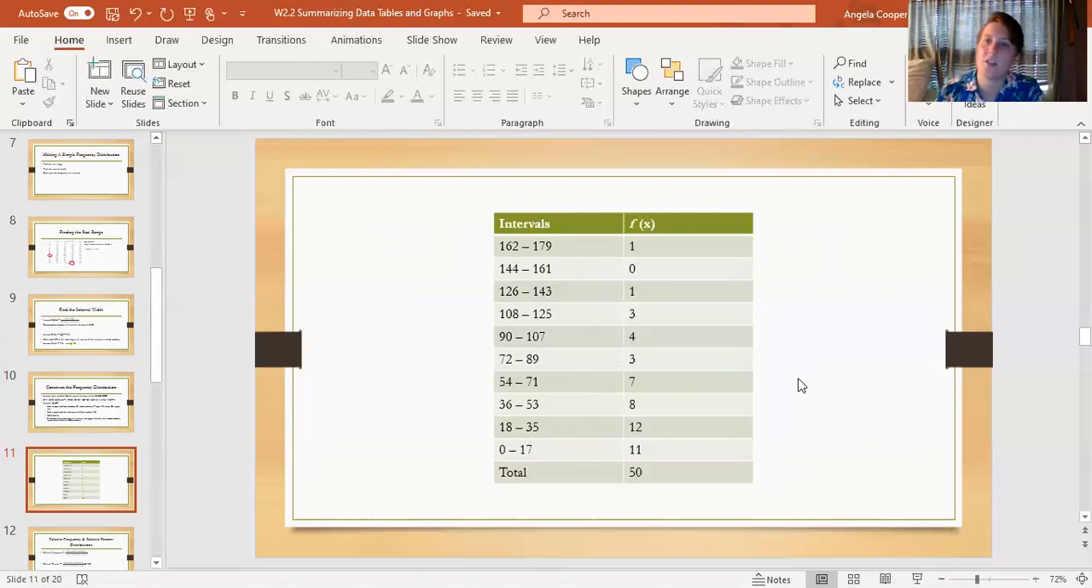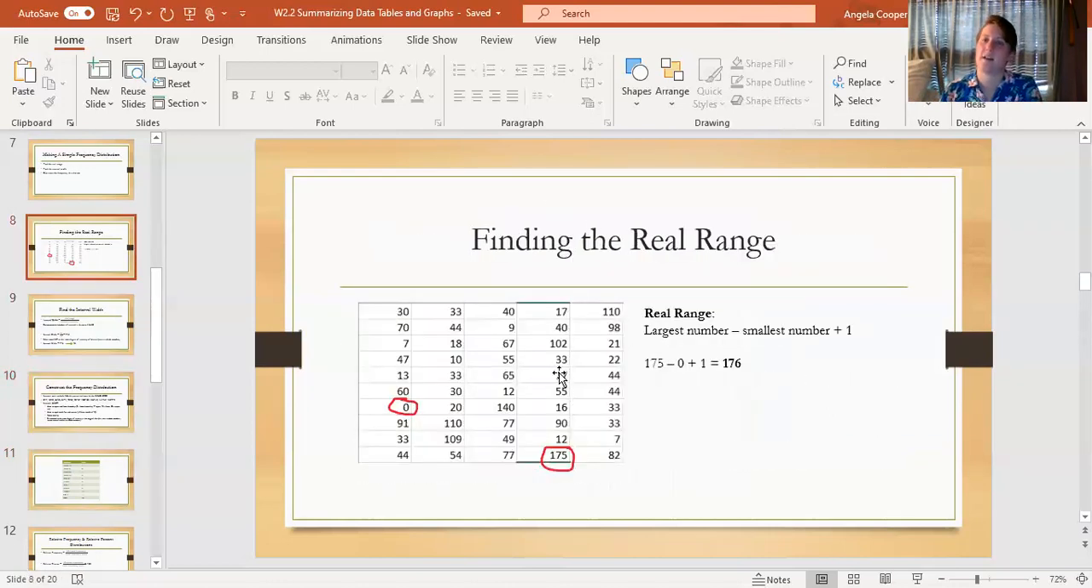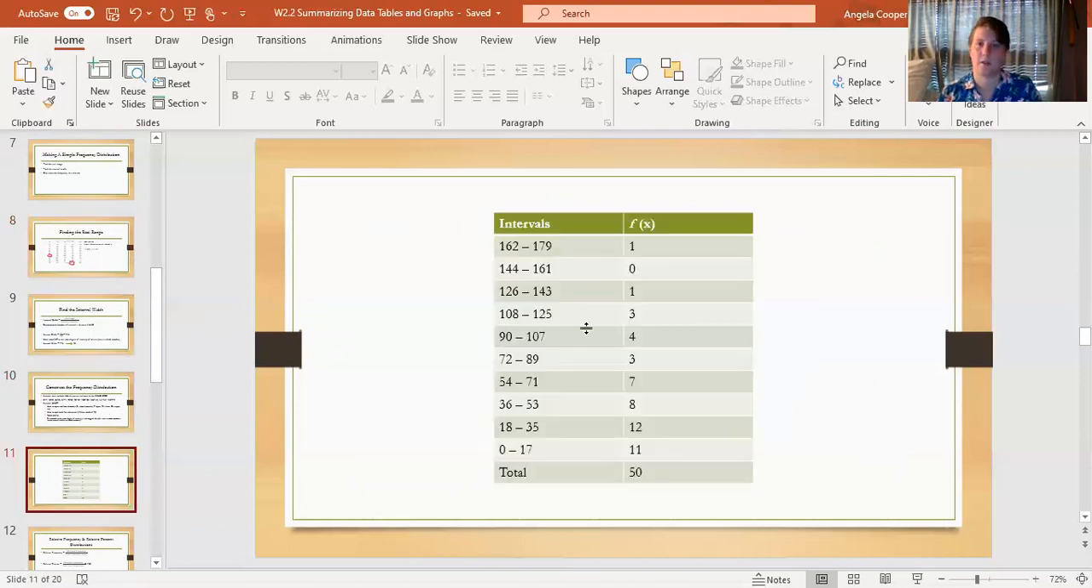And we go back to the original data set and just count: 1, 2, 3, 4, 5, 6, 7, 8, 9, 10. Wait, I think I missed one. Well, anyway, I'm not going to get into it right now. But we have 0 to 17, we count 11 different people that fall into that interval. I probably missed one because I got to 10, but you get it.